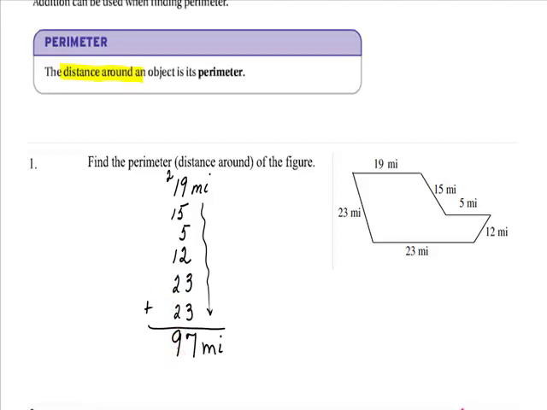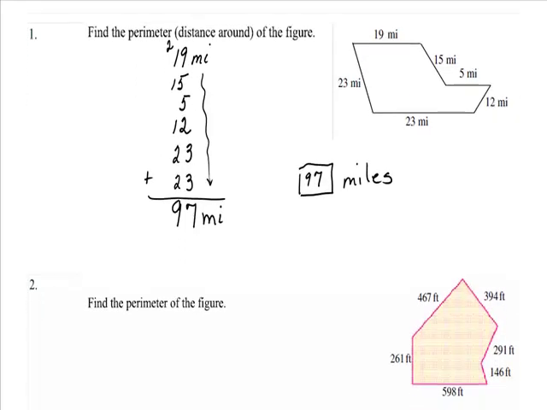The perimeter of this shape, the distance around it, is the sum of all those. It is 97 miles. You will not have to type in the miles. It will have a box and miles on the outside, and you will simply type in MyMathLab the 97. But you should know that it is measured in miles.